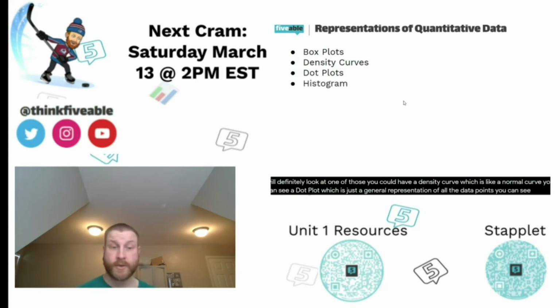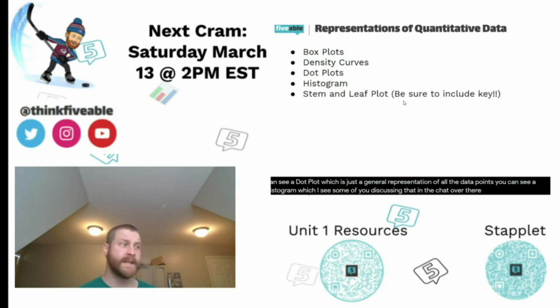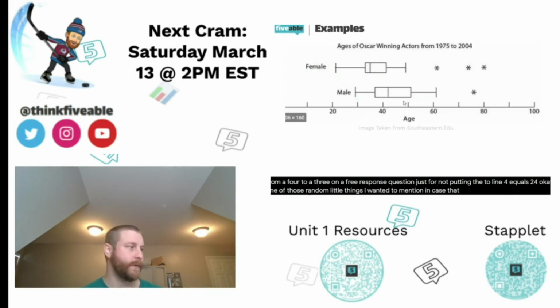You could see a histogram, which I see some of you discussing that in the chat over there. You could see a stem and leaf plot. If you have to create one of those, make sure you include the key. That will bump you from a 4 to a 3 on a free response question, just for not putting the 2 line 4 equals 24. Okay. One of those random little things I wanted to mention in case that does show up on a free response. So here's an example of a box plot.